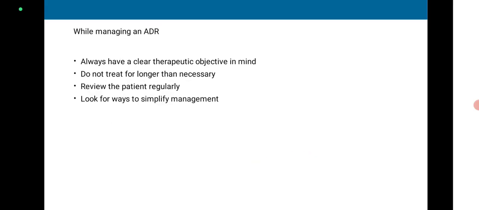What are the factors that need to be considered while managing an ADR? Always have a clear therapeutic objective in mind. That means after doing a risk-benefit ratio assessment, what are the risks and what are the benefits? We need to assess them carefully, and we need to keep our therapeutic objectives strictly in mind. Do not treat the patient longer than necessary. Always review the patient regularly, and always look for simpler ways to manage the ADR.